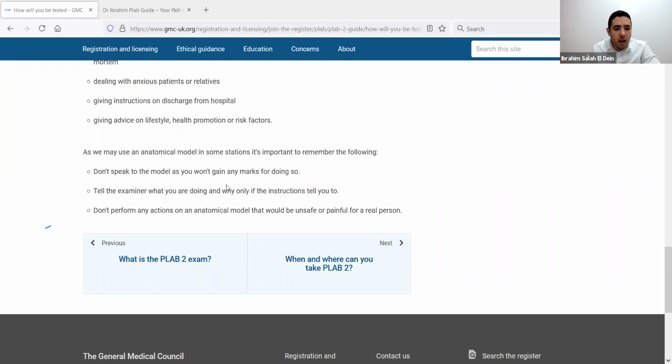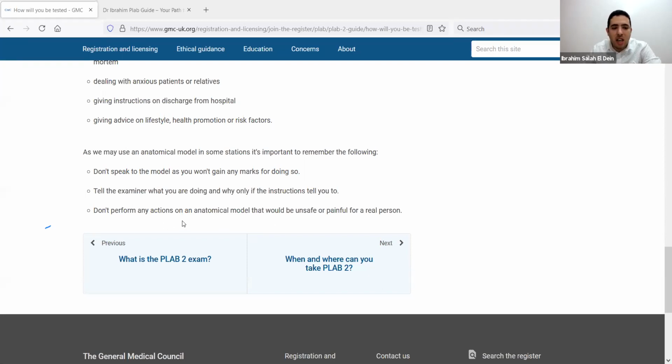Tell the examiner what you are doing and why, only if the instructions tell you to. Okay, this is one of the most important parts, because many doctors know very well how to do the procedure, but they fail it. Why? Because they didn't verbalize the steps. Actually, you may have the examiner in the same room, or the examiner may be watching you through the camera, so he may not be able to watch every step, so he may need you to verbalize each step. And actually you need to verbalize it because you have a role player here. Okay, it's very important to do so.